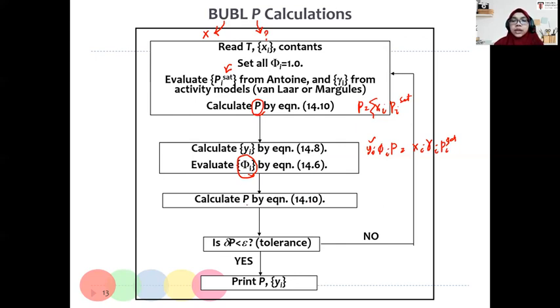And then finally, we can calculate the pressure, and then compare the pressure between both calculated values. If delta P has a lower error, or a lower tolerance, we may finalize the value of pressure and also the composition. Otherwise, we need to reiterate the process.